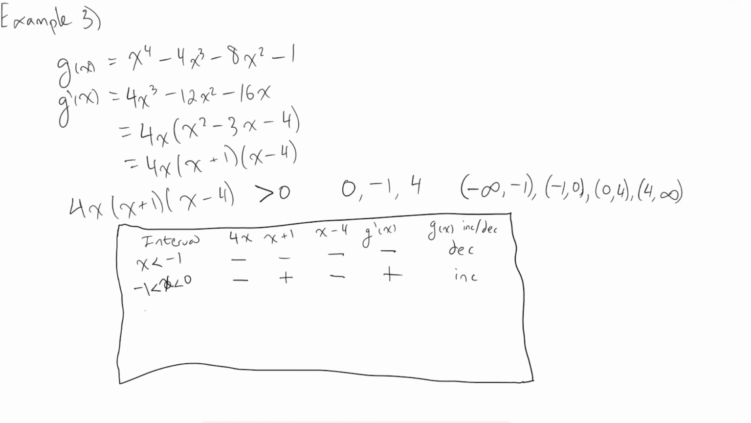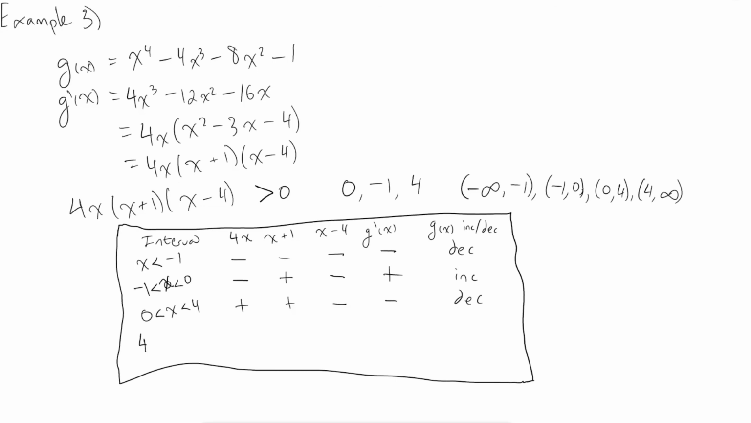My third interval is between 0 and 4. So 0 is less than x, which is less than 4. Now it's going to be a positive number, so positive times positive number. Positive plus 1 is going to be a positive number. However, this positive number is less than 4, so that positive number minus 4 gives me a negative number. Positive times a negative gives me a negative number. In that interval, it's going to be decreasing.